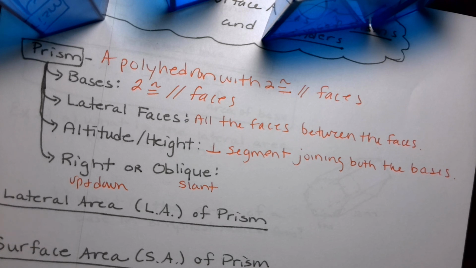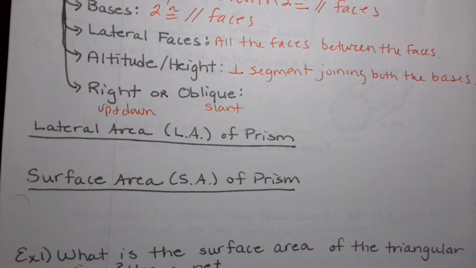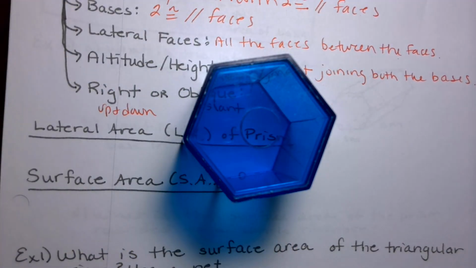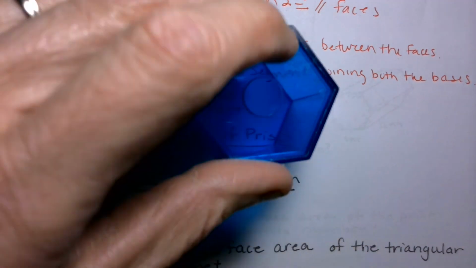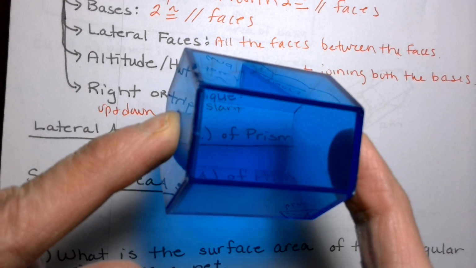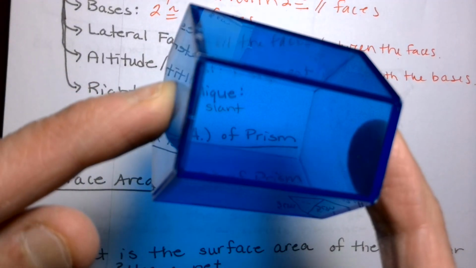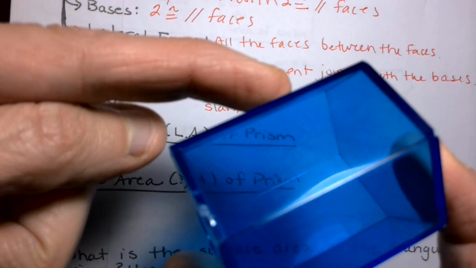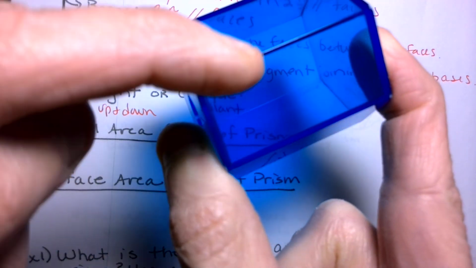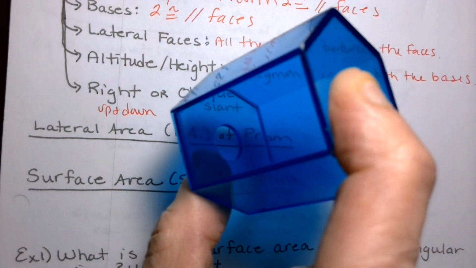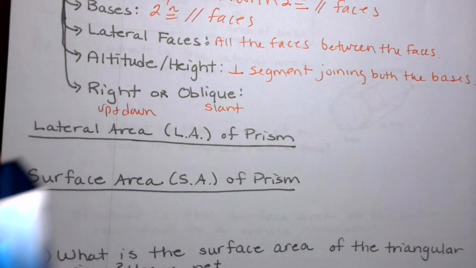Okay, so we have two different terms now to talk about. We have lateral area and surface area. So when you look at this one, we talked about how these two hexagons are the bases. So when they say, what's the lateral area? It's all this stuff around it, okay? It's all the stuff around it. It's not the bases.